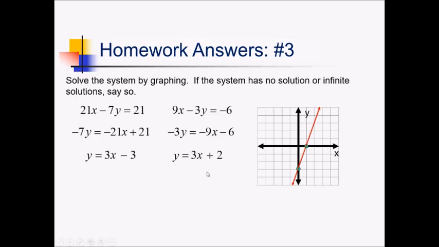Now for this next one, I have a y-intercept of 2. So let me put that dot right there. And this is also 3 over 1. So up 3 over 1 from this dot brings us right here. And if you go in the opposite direction, down 3, left 1, that would bring you down here, so I draw that line out. I see these are actually parallel lines, which makes sense because they have the same exact slope. So these are never going to cross, and since they never cross, that means that this system has no solution.